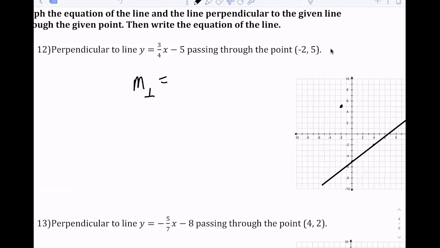Would it be -4/3? Yes, -4/3. That is correct. That is the rule for perpendicular. For parallel, what's the rule? Parallel slopes are equal. Perpendicular slopes are opposite reciprocals. Opposite just means opposite sign. If one's positive, the other one's going to be negative, and if one's negative, the other one's going to be positive, and then you take the reciprocal. That's it. So that's why the slope of the perpendicular is -4/3.